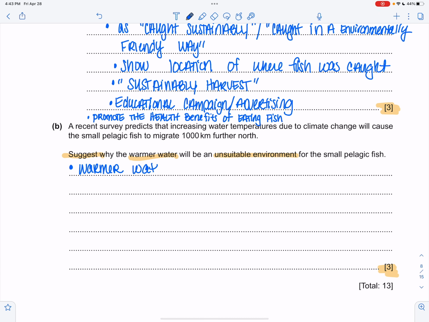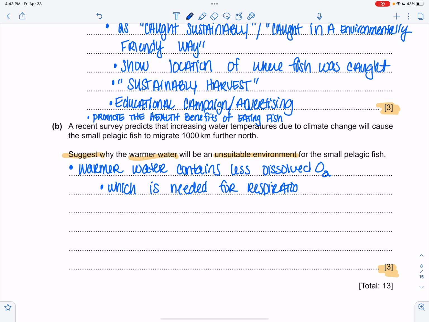So warmer water contains less dissolved oxygen. We can mention it has low gas solubility. Anytime we're saying oxygen, definitely bring up respiration. Same with light penetration, mention it with photosynthesis. And this is going to cause less energy for growth or movement.